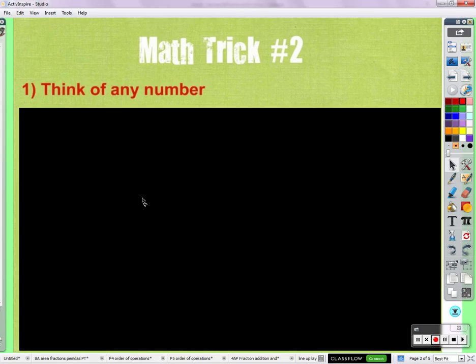So let's start this little trick. It's a trick, okay? You might be able to do this in your head, but you might lose track, so I'd recommend you write it down in your notes. Write it in your notes. All right, think of a number, absolutely any number, okay? Right, let's keep it a positive number, okay? Some tricks work okay with that, some don't.